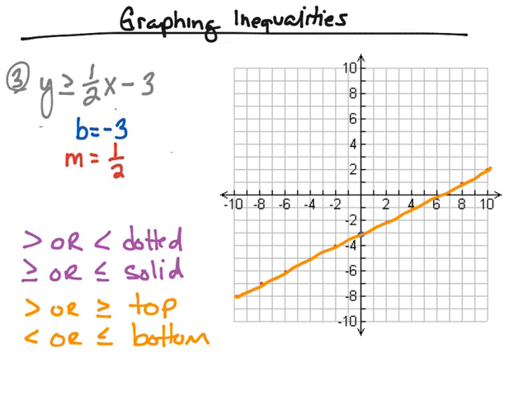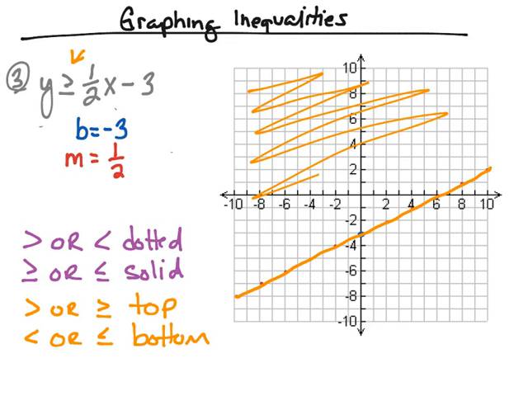The last thing I'm going to need to do is shade. Question is, which direction am I going to shade? Well, notice the inequality symbol we have here is the greater than. Anytime we have that greater than symbol, we're going to shade to the top. So we're shading everything above the line.